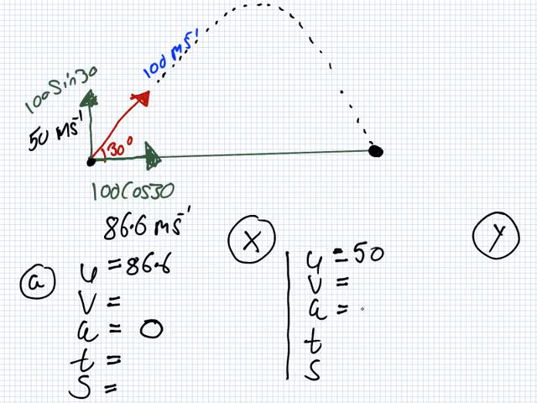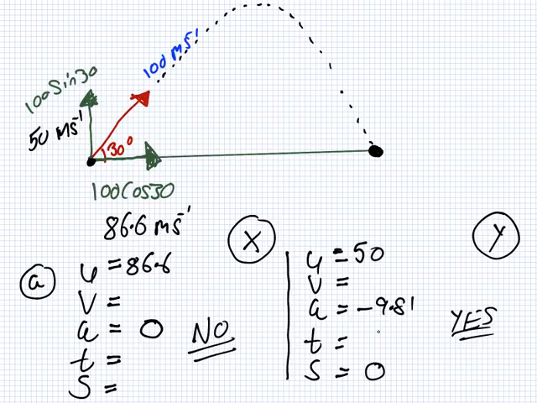The a? Minus 9.81, vertically. The t? We don't know. Now, think for a few seconds before you give me the answer. The s? 0, because it goes up and it comes back down, so there's no displacement. Can I use this to find the t? No. Why not? There's only 2. Can I use this one to find the t? Yes. So we can find the t using this one.